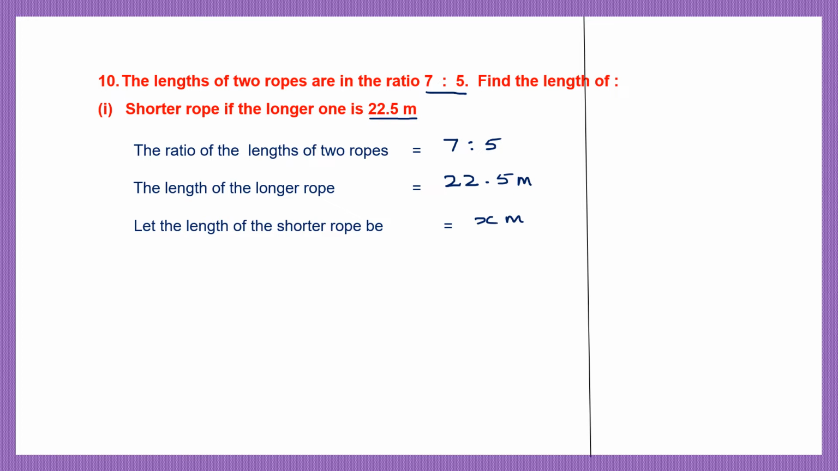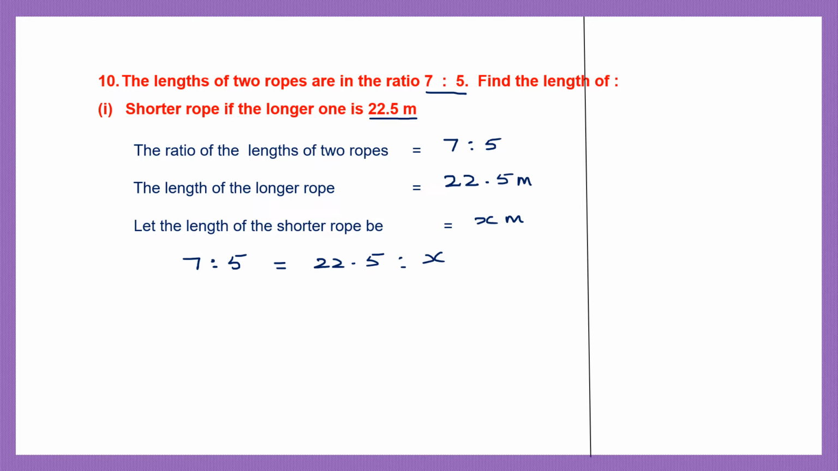Now let's form our ratio. 7:5 is the first ratio. So since 7 is the bigger number, this will be the length of the longer rope and this is the length of the shorter rope. So that means on the other side also we should have it in the same order. So what is the length of the longer rope given to us? 22.5, and then the shorter rope we have taken it as x meters.